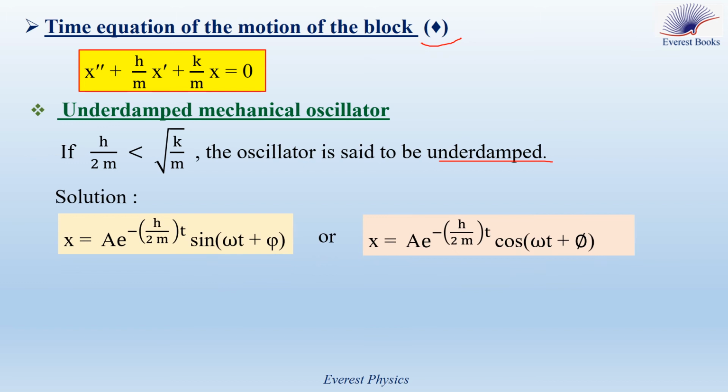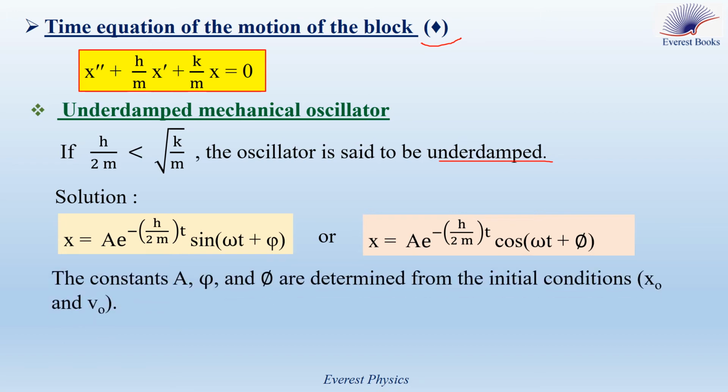The solution of the obtained differential equation in this case is given by x equals a exponential minus ht over 2m sine omega t plus phi, or x equals a exponential minus ht over 2m cosine omega t plus another phi. The constants a and the two values of phi are determined from the initial conditions x0 and v0.